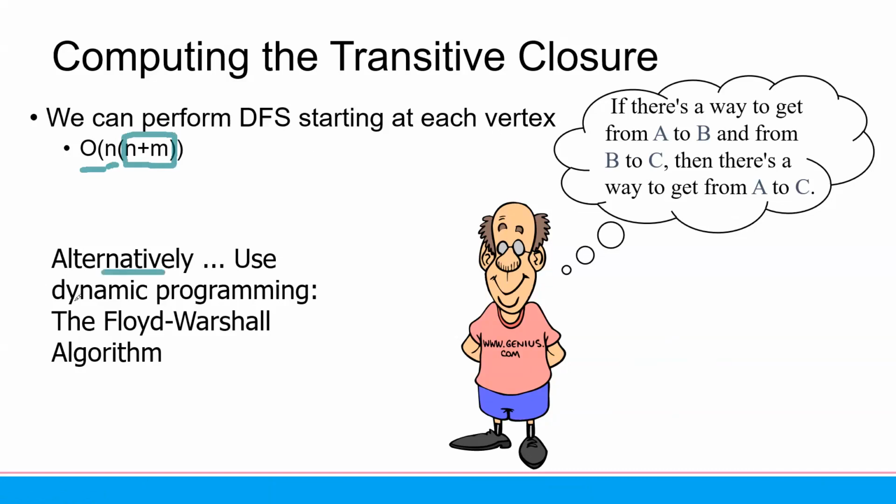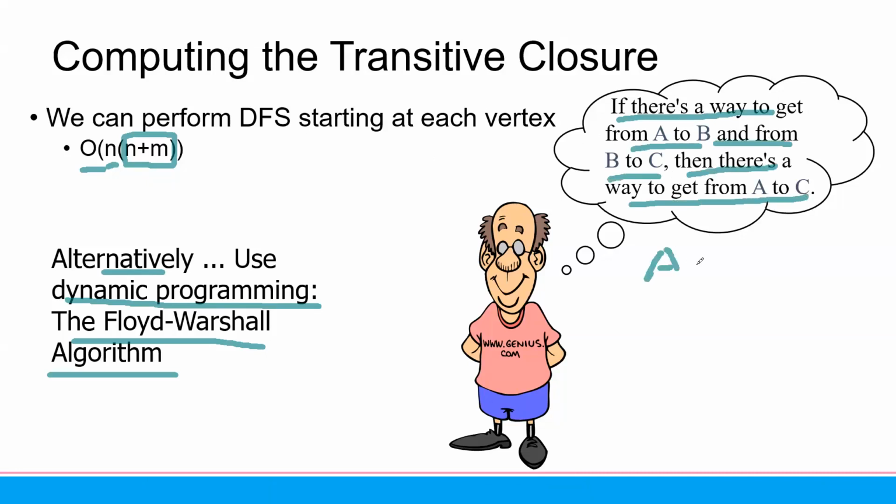Alternatively, we can use dynamic programming, and we will use the Floyd-Warshall algorithm. So this is the idea. If there is a way to get from A to B, and we have another way from B to C, then there is a way to get from A to C. So if I can go from A to B, and then there is a way from B to C, then of course we can say there is a way if I want to go from A to C.